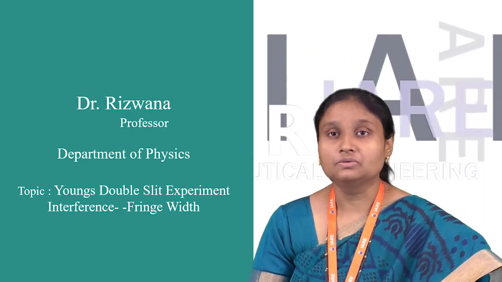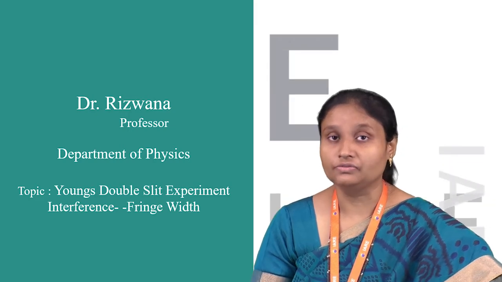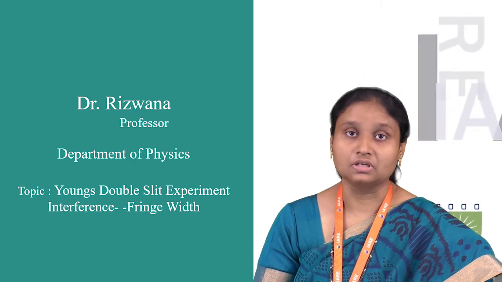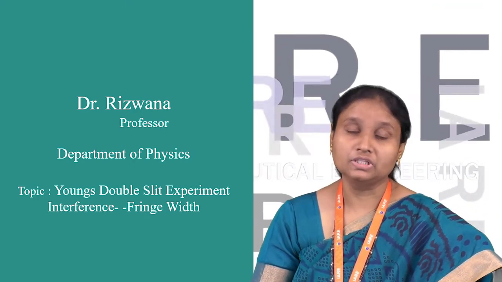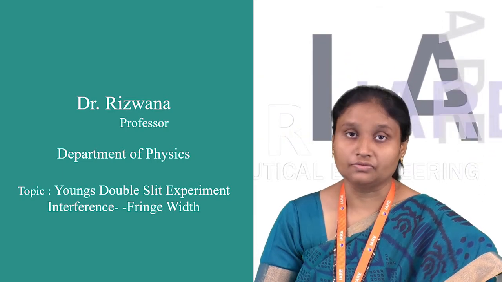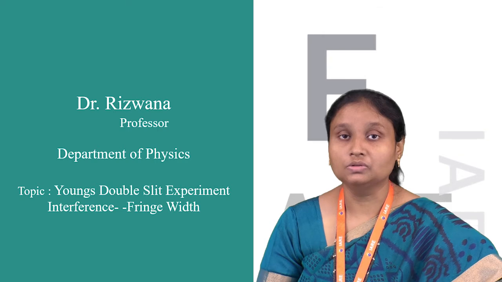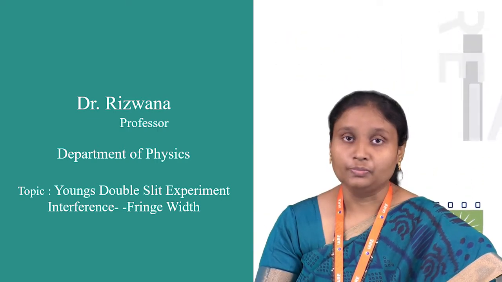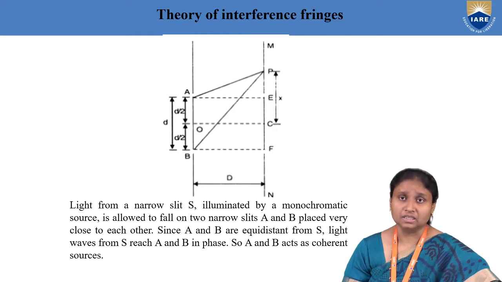So once we get those conditions, now we'll try to, of course, on the screen, because of interference, we have seen that we get alternate bright and dark fringes. Now we try to get what is the width of the bright fringe and what is the width of the dark fringe. So today we are going to analyze in detail those interference fringes formed on the screen. So if we proceed further, this is our Young's double slit experiment again.